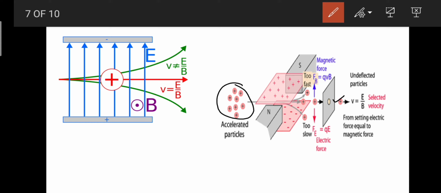Now this can be seen from this equation as well, that we have taken a charged particle which is positively charged. E is supplied in the upward direction and B is out of the page, so they are perpendicular to each other. Now you see that both of the green lines are indicating that V is not equal to E by B, and only the red line is indicating that V is equal to E divided by B. So that's how we can filter the charged particles of desired velocity.